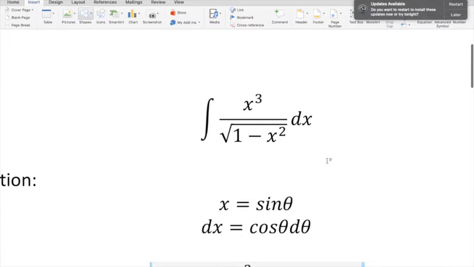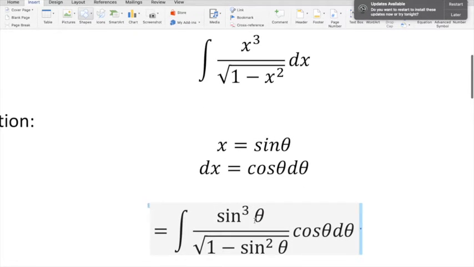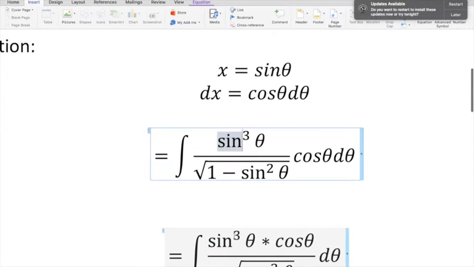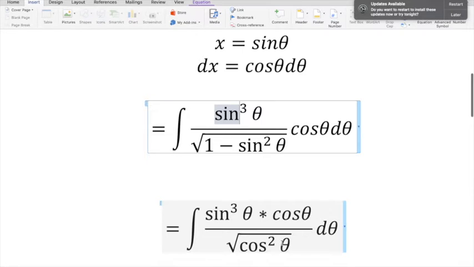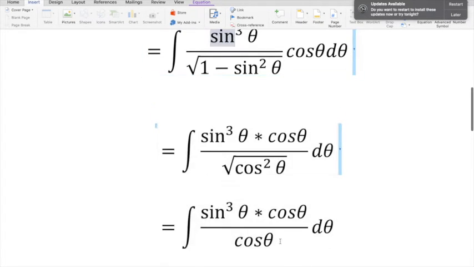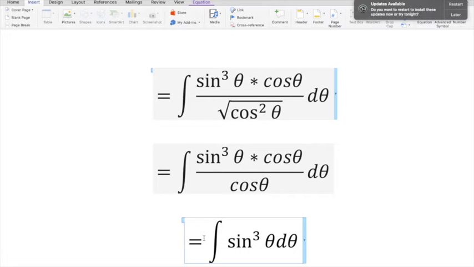Substituting x equals sine theta, we will have sine theta cubed over square root 1 minus sine theta squared, times cosine theta d theta. And cosine theta d theta just replaces the dx part. After that, we can get rid of the denominator completely, because right now we have the square root of cosine theta squared. So for the denominator we have cosine theta, and for the numerator we have sine theta cubed times cosine theta. We can cancel cosine theta and cosine theta to get the integral of sine theta cubed d theta.